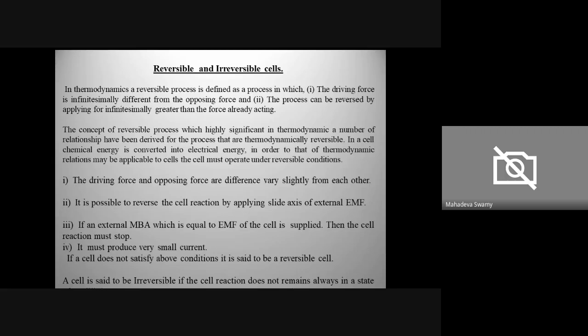That cell is generally called an irreversible cell. The first one is reversible, which does not obey this process over time. If it obeys it, then it will not remain in equilibrium, and that is an irreversible cell. So these are the conditions of a reversible and an irreversible process.